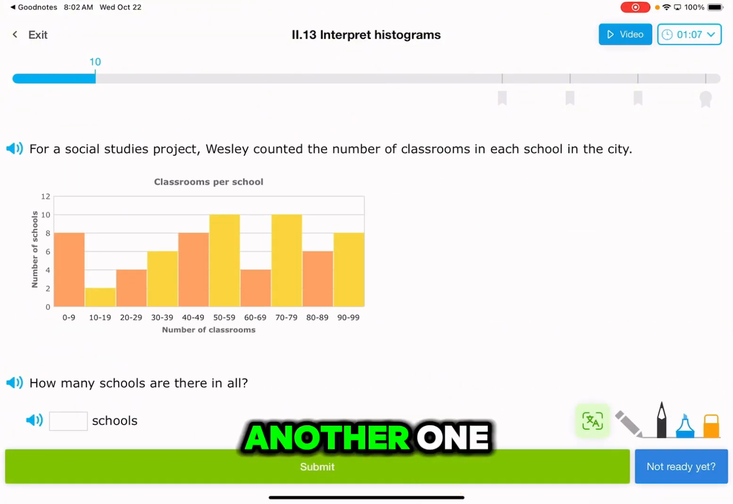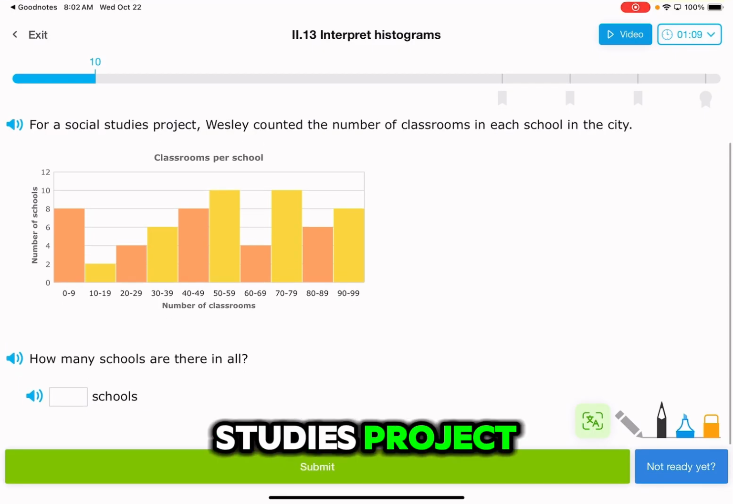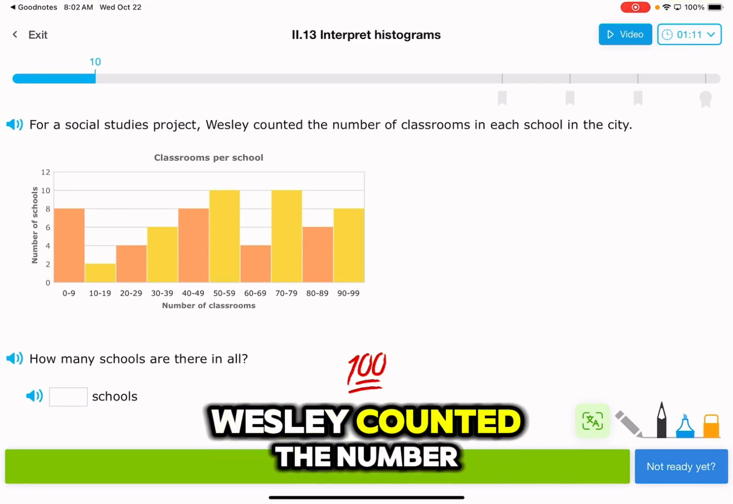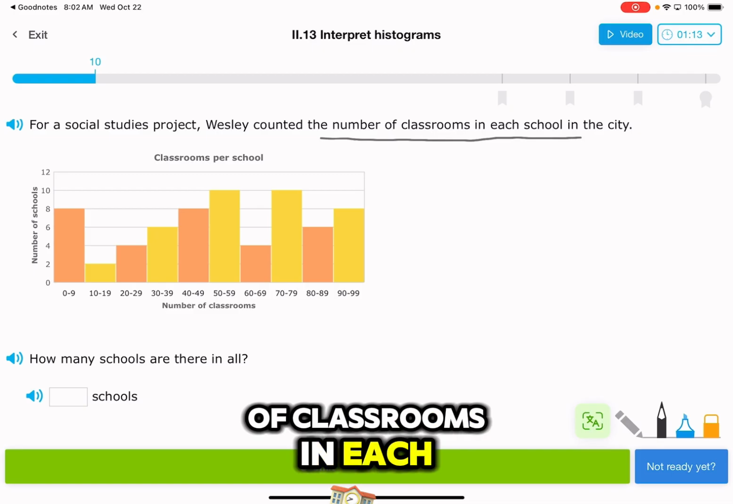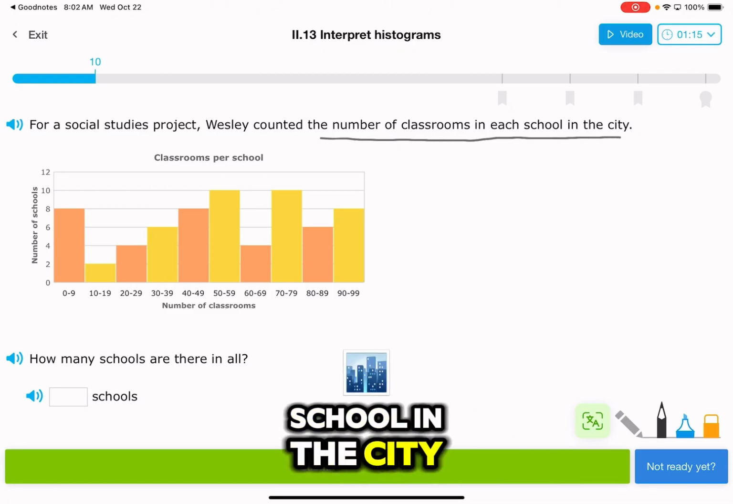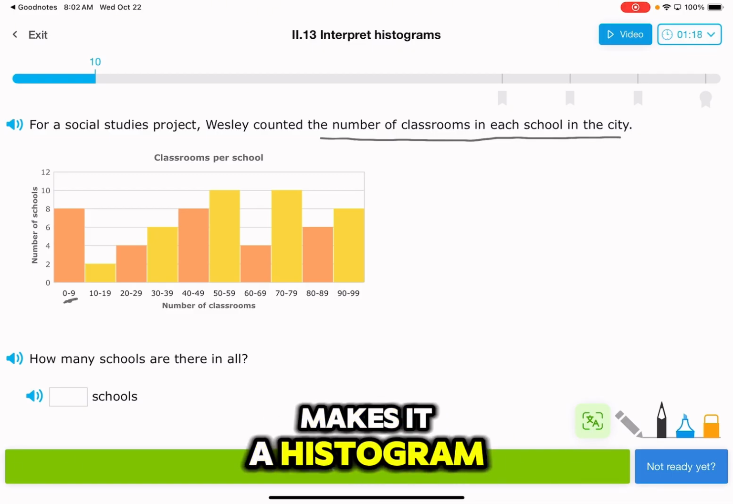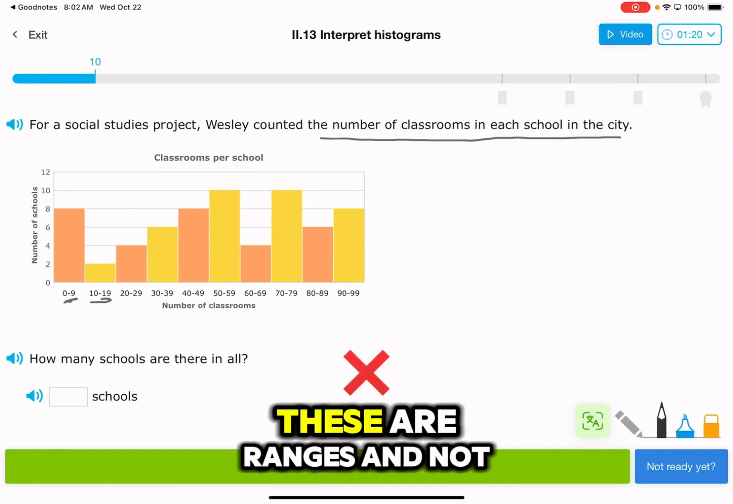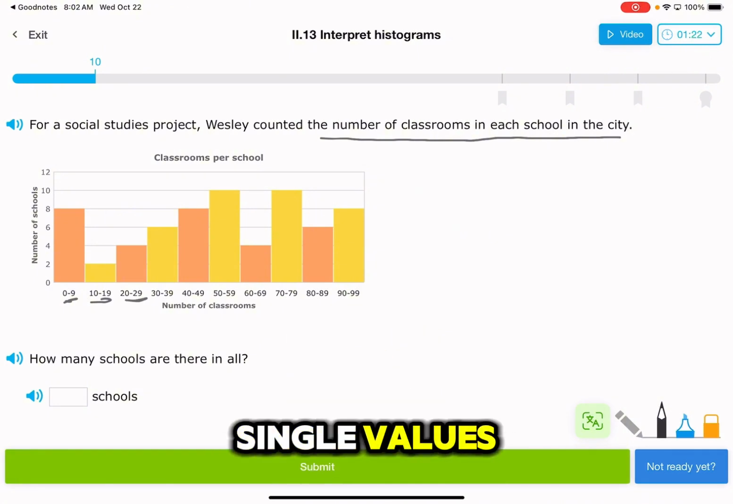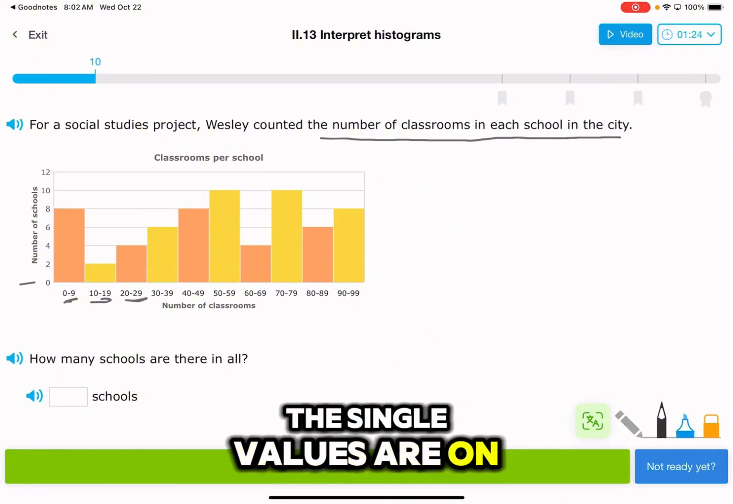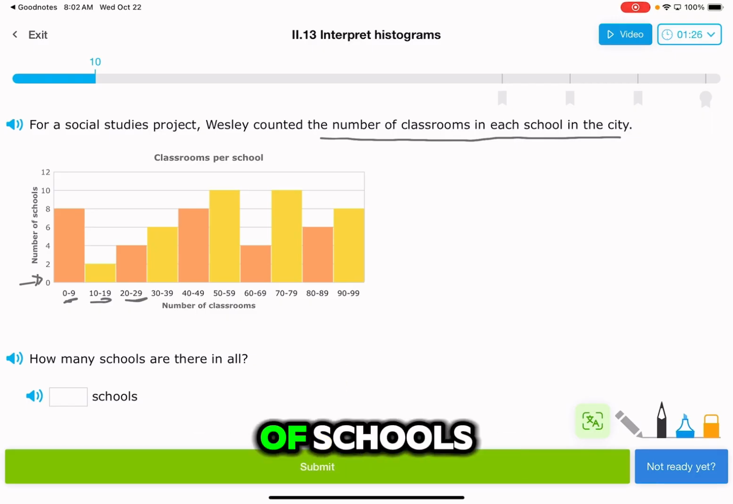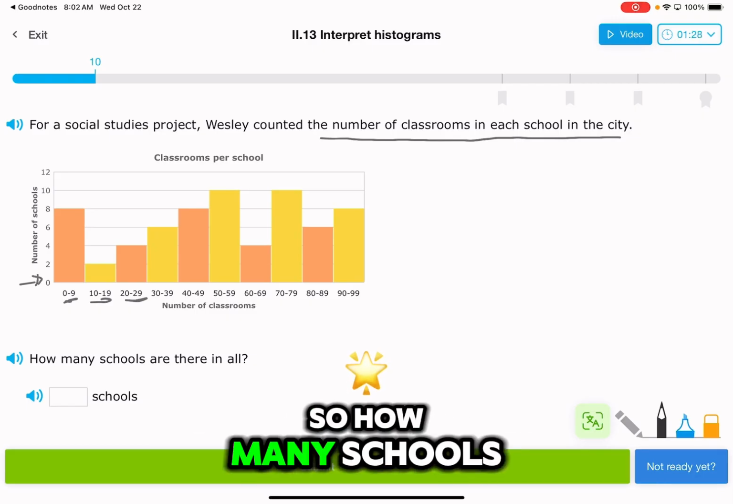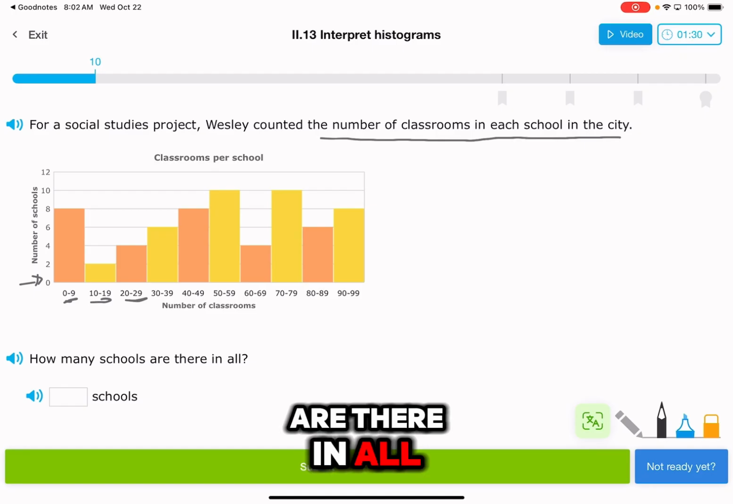All right, let's try another one. So for a social studies project, Wesley counted the number of classrooms in each school in the city. Again, this is what makes it a histogram and not a bar graph. These are ranges and not single values. The single values are on the side, and it indicates the number of schools.